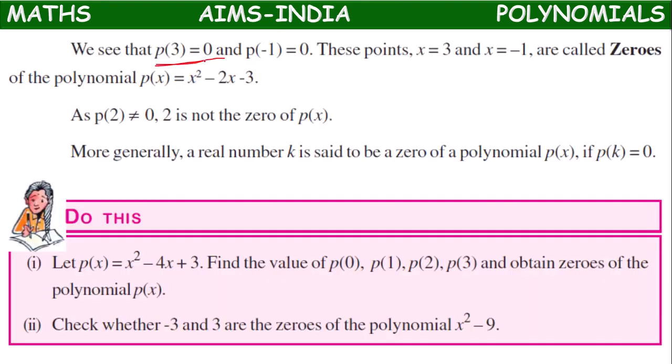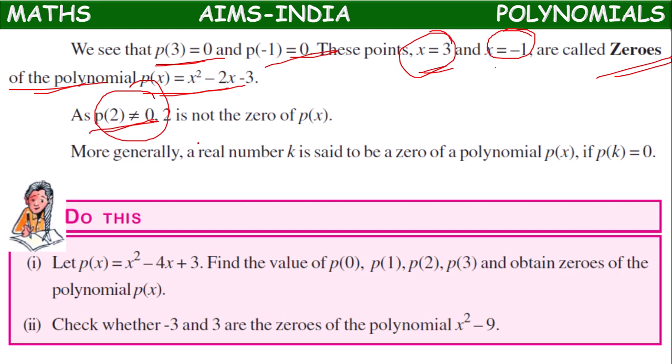So here p of 3 equals 0 and p of minus 1 equals 0. So x equal to 3 and x equal to minus 1, these two are called zeros of the polynomial p of x equals x square minus 2x minus 3. P of 2 is not equal to 0, so x equal to 2 is not a zero of p of x.